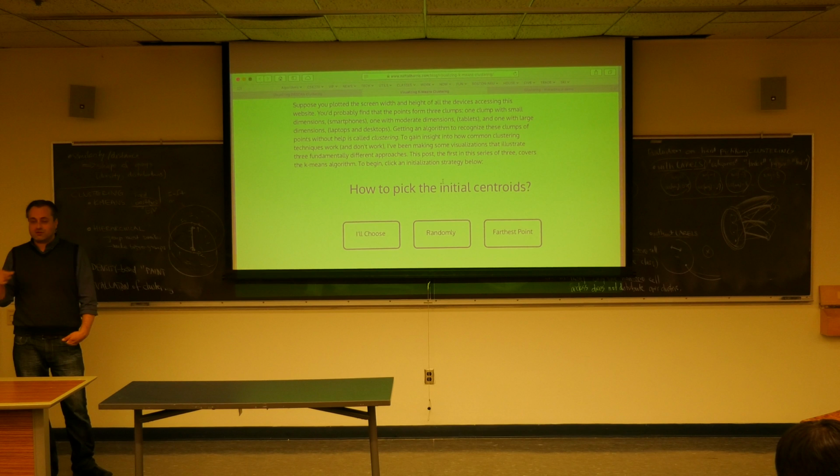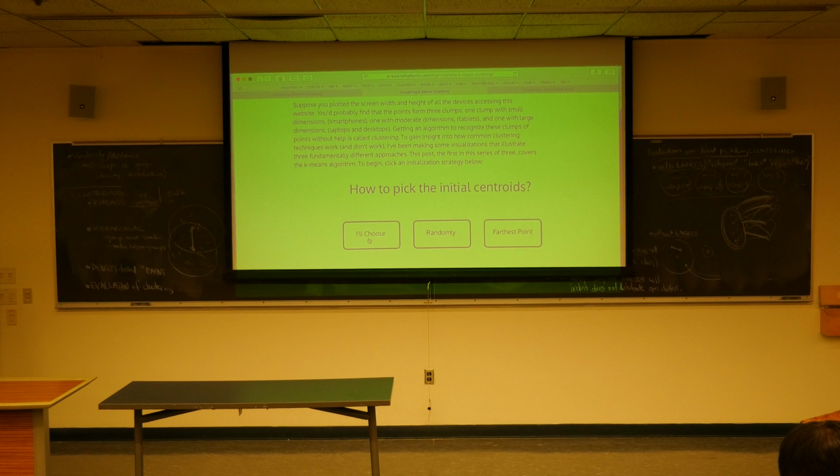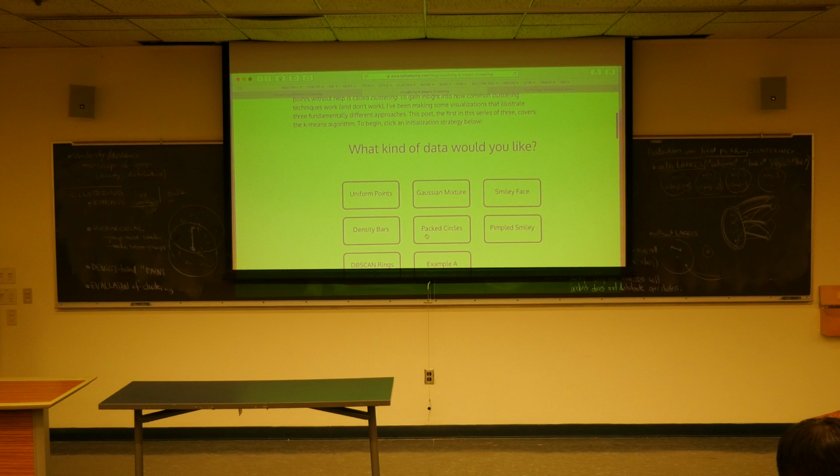In here, it asks me about the centroids. What will I choose? Manually, I pick them. I don't want to do that. Randomly means? Let's choose random. And then say, okay, let's do smiley face, for example. Random means, when I say add centroid, it's going to do what? Pick one at random, right? And say, I want to do three.